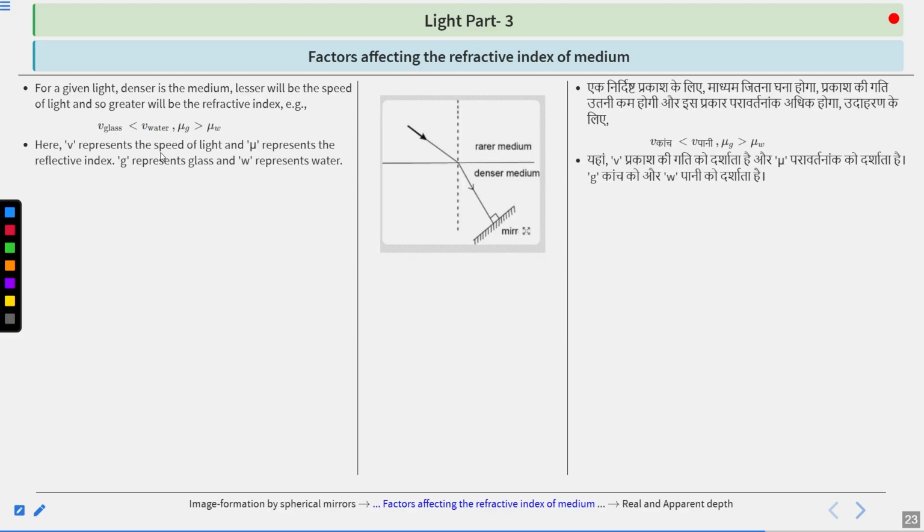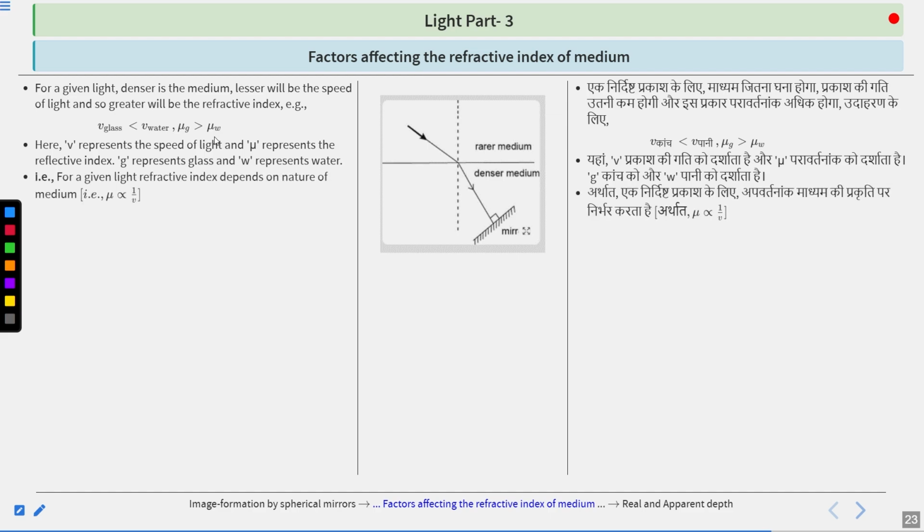Here V represents the speed of light and mu represents the refractive index. G represents the glass and W represents the water. Therefore, for a given light, refractive index depends on the nature of the medium. Therefore, mu is directly proportional to 1 by V.